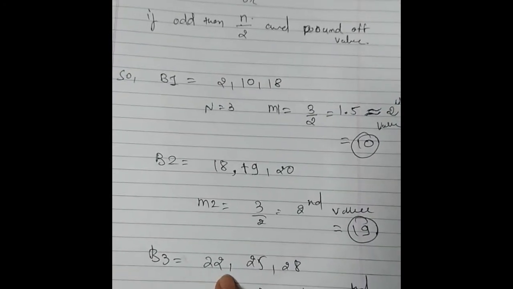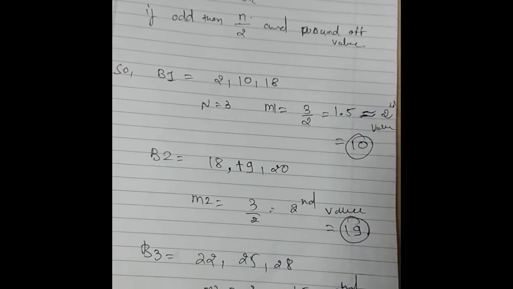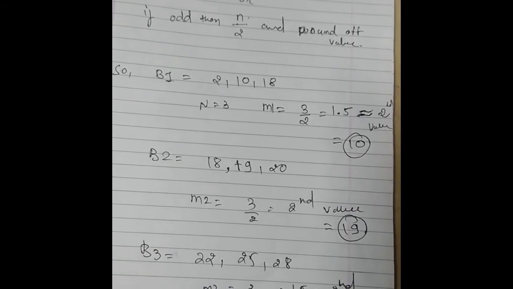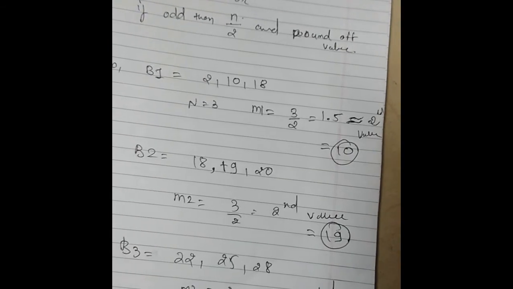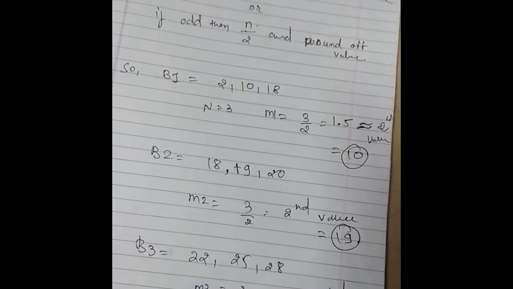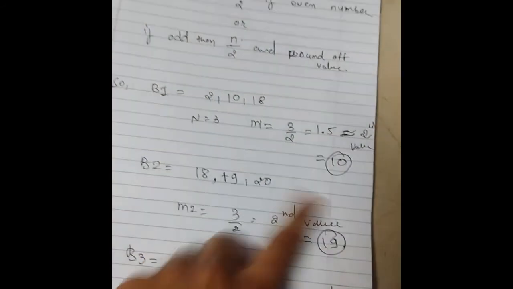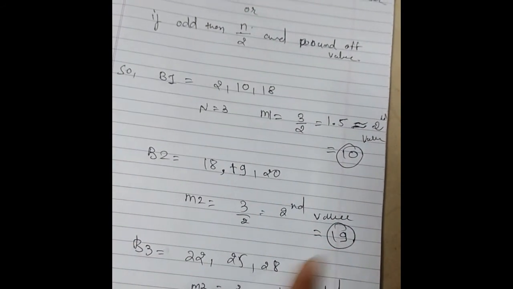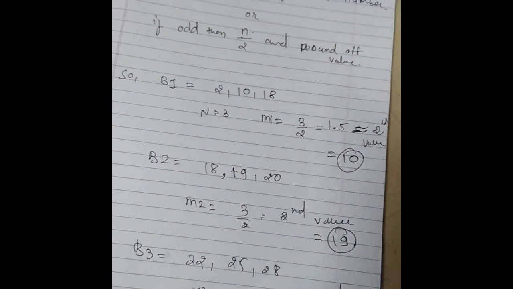Same as in bin 3, we have 3 data points. So 3 divided by 2 equals 1.5, and by rounding, it is the second value. So the second value of bin 3 is 25. Now we have the median value of each bin. Bin 1 has a value 10, bin 2 has a value 19, and bin 3 has a value 25.